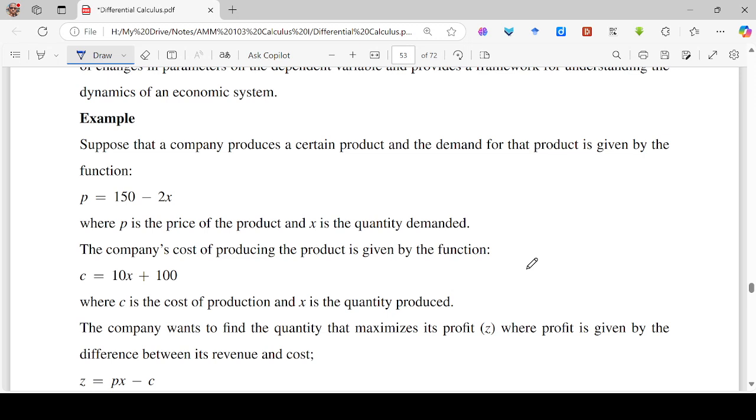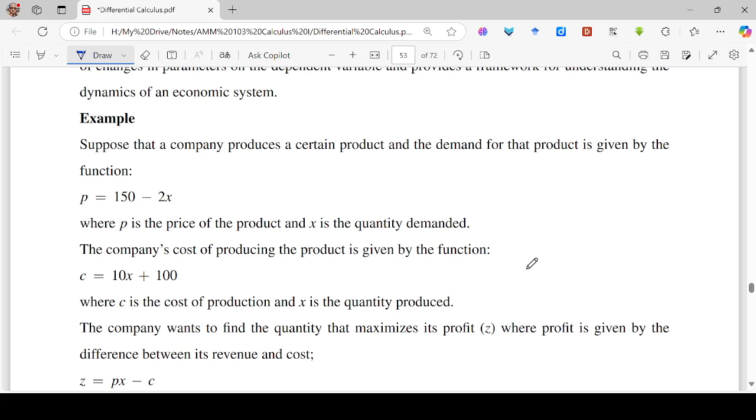Now the company's cost of producing the product is given by the function C equals 10x plus 100. So in this case, the variable cost per unit is 10, while the fixed cost is 100. The company, in this case, wants to find the quantity that maximizes its profit Z, where the profit is given by the difference between its revenue and the cost.